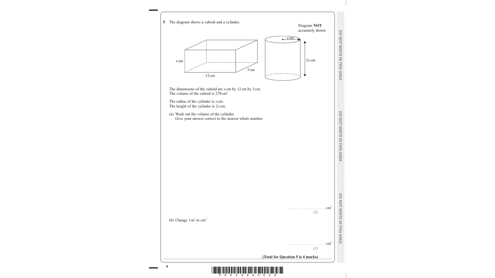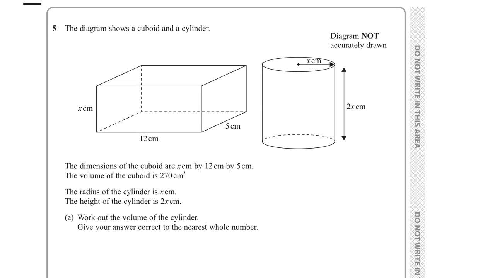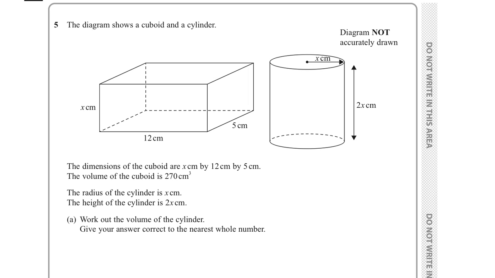Okay, question 5. So, question 5. The diagram shows a cuboid and a cylinder. The dimensions of the cuboid are x by 12 by 5, and the volume of the cuboid is 270. Okay, we have a volume question. What do we know is on the front cover? The formula sheet gives us the volume of a cylinder. However, I've memorised all these.